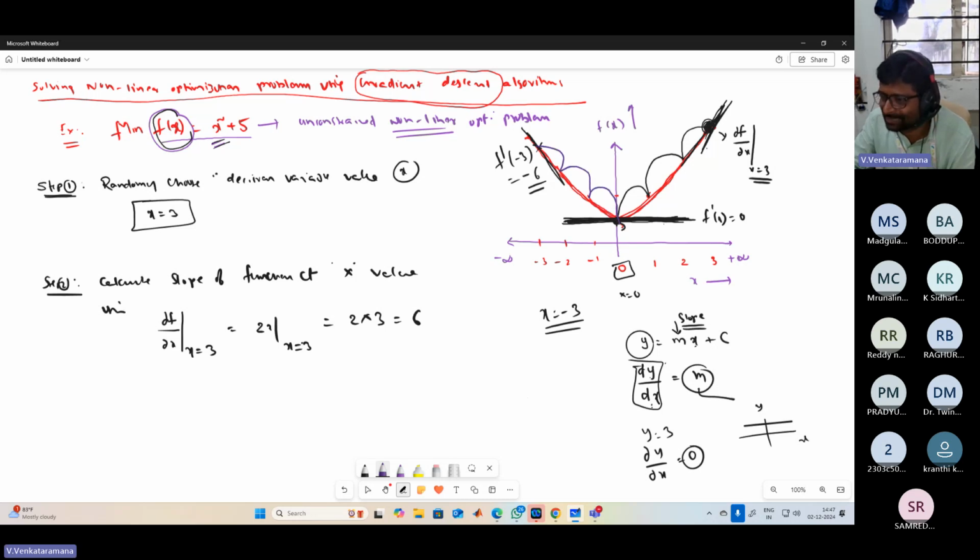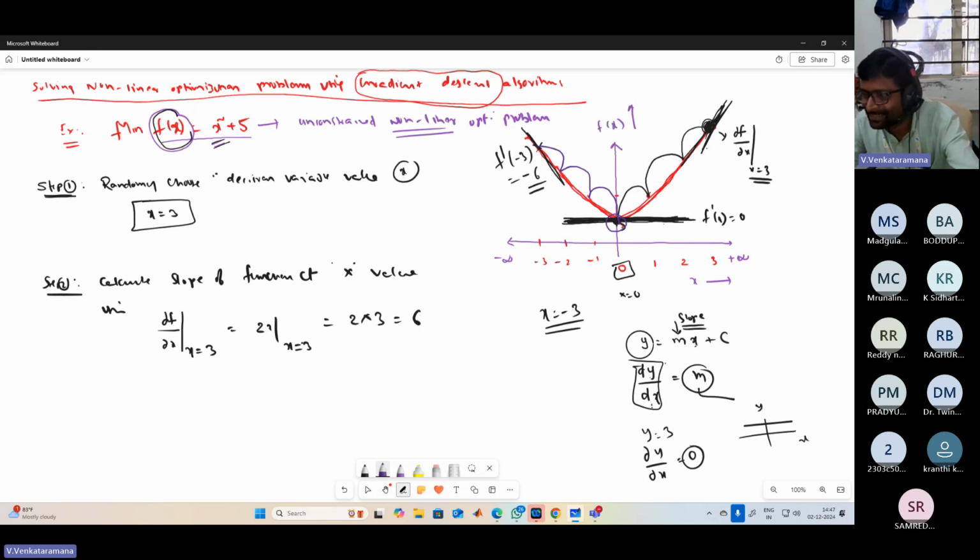That means randomly initialize your x value and update the point. If it is a positive slope, update the point toward the negative slope. If it is a negative slope, update the point toward the positive slope. If you update like that, definitely you will reach this zero slope point.